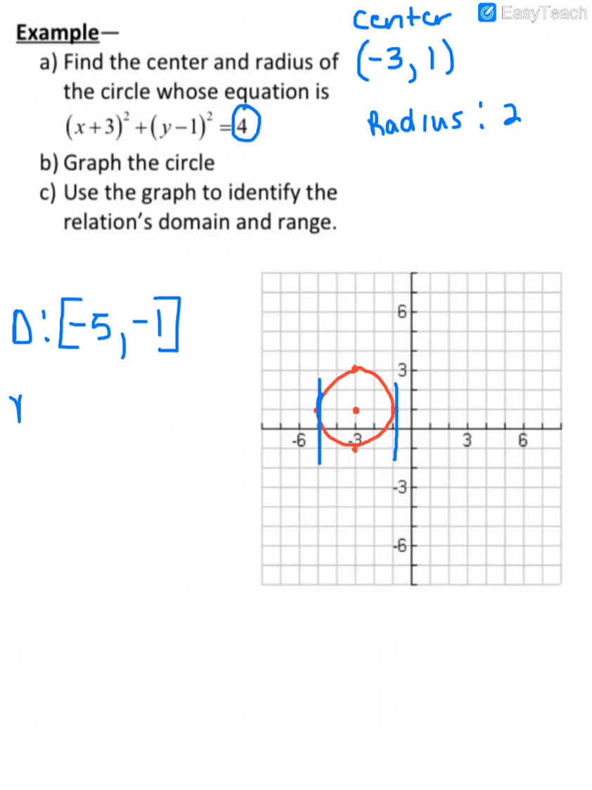Okay, so then for the range, we want to know how far up and down it goes. And remember, we always start at the lowest number and go to the highest number. So we're going to start at the bottom and go to the top. So the lowest point that our circle goes is negative 1, and again it's in a bracket, and it goes up to positive 3. And so that would be the range of the circle.